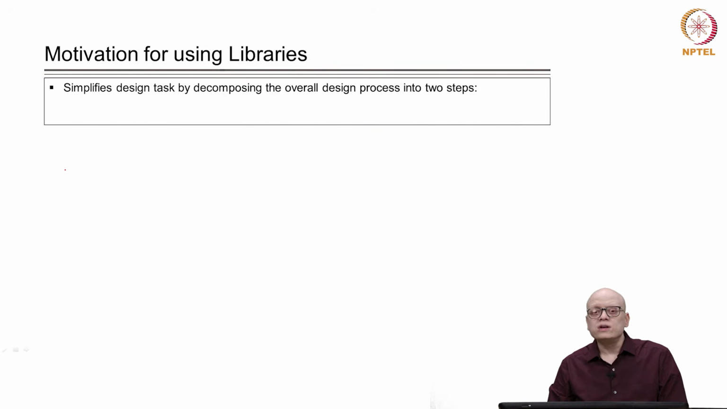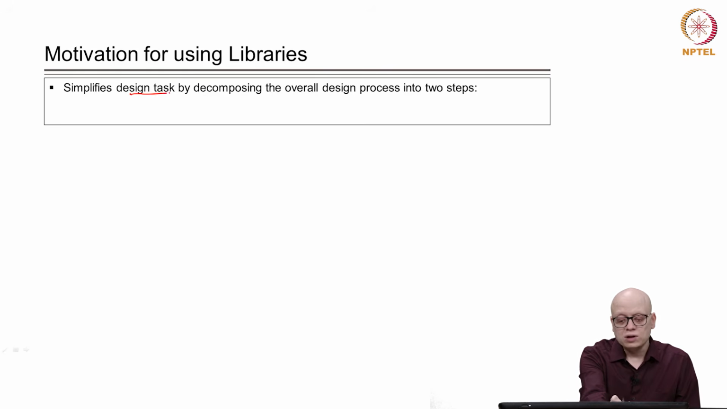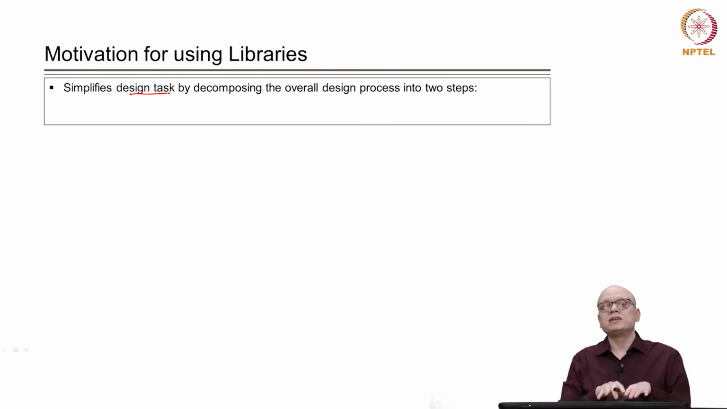Now, what is the motivation for using technology library? Why do we use technology library in our design flow? So, the primary motivation is to simplify the design task, right. The design task is basically finally getting a layout which delivers the required functionality, right.